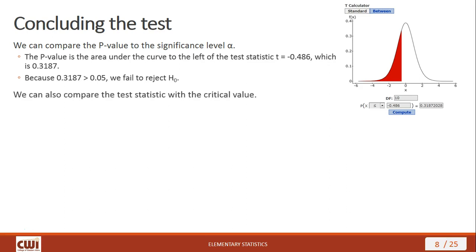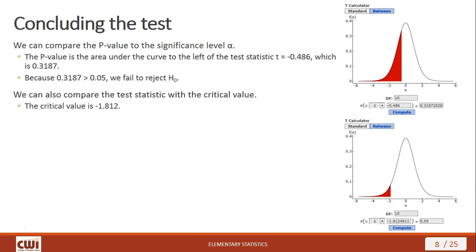Now, alternatively, we can compare the test statistic with the critical value to get the same result. Our critical value is negative 1.812. So again, if we put the area for our alpha into our calculator, the 5%, and then look for the horizontal value that bounds that area, that's going to be our critical value, which is negative 1.812.